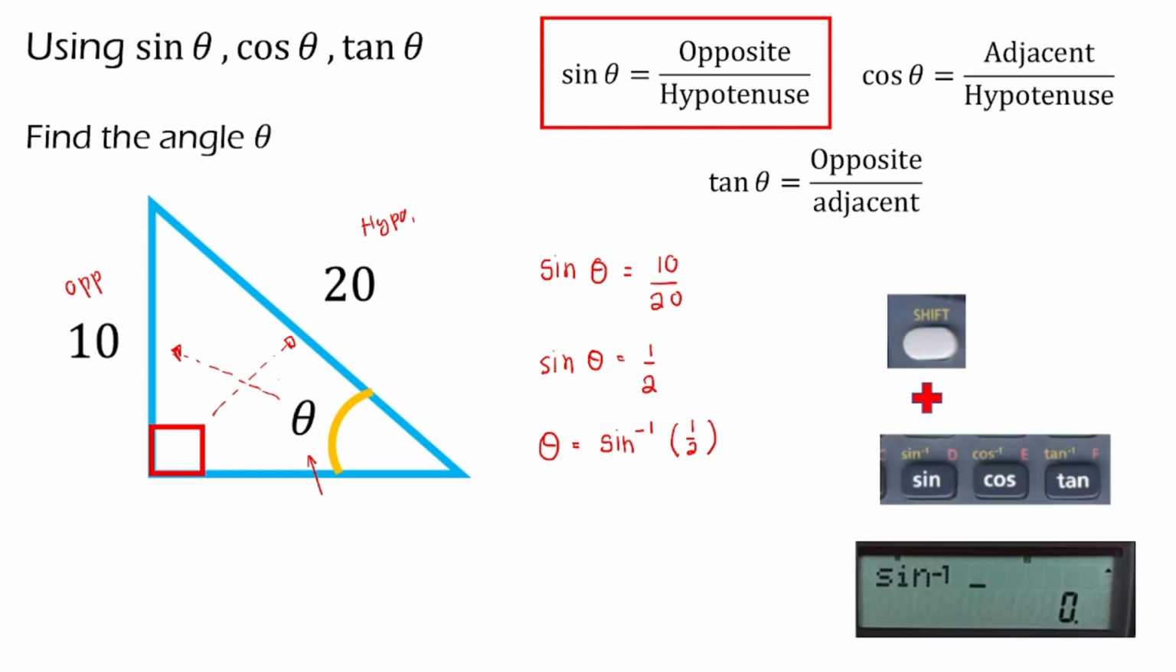If you are using a Casio calculator, I believe you will see symbols like this. How to get into this? First, you press Shift, then you press the function that you want. If you press Sin, I believe it will display like this. After that, you just add a bracket. You just type 1 over 2 and close the bracket. And then I believe the answer that you will get is 30 degrees. This one should be our answer.